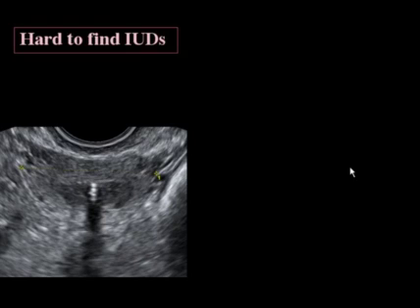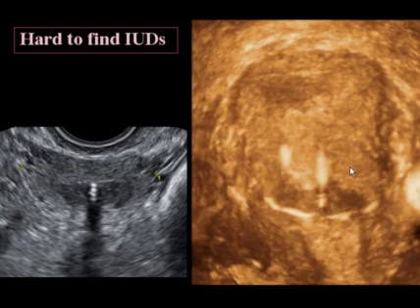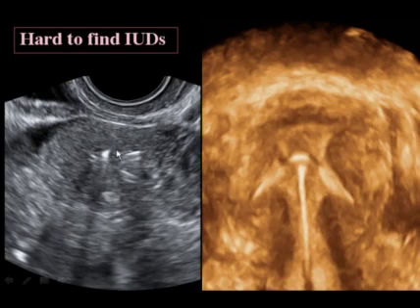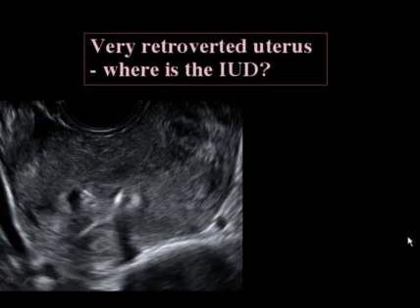So these are hard to find IUDs, and here is an IUD which is seemingly in the center of the cavity, but if you look at it in 3D, it actually looks like an anchor because it is actually upside down. Here's another one. Lots of different arms here, don't know which is which, but here you can see that the endometrium is actually quite narrow, the cavity, and we were not able to deploy the IUD fully.